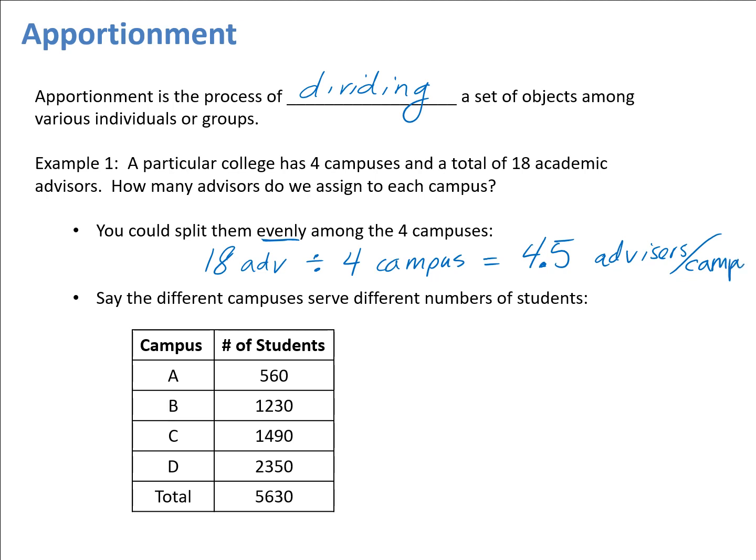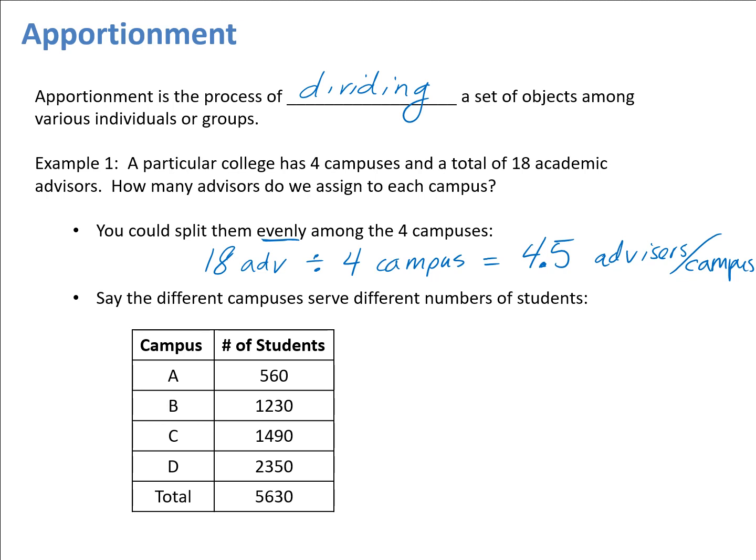So you'd have to think about, unless you do allow someone to be half-time, let's just worry about whole-time people, you'd have 4 whole people at each campus, and then at a couple of campuses you'd have 5. So how would we decide who gets 4, who gets 5?